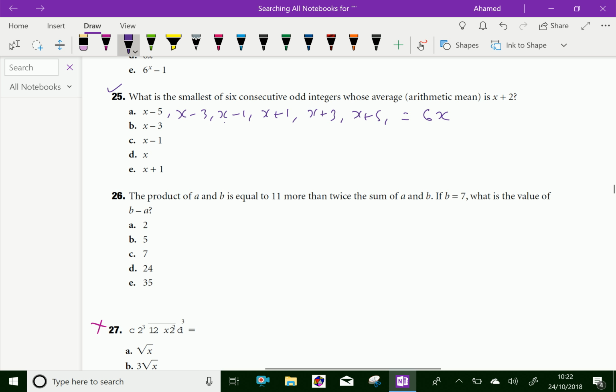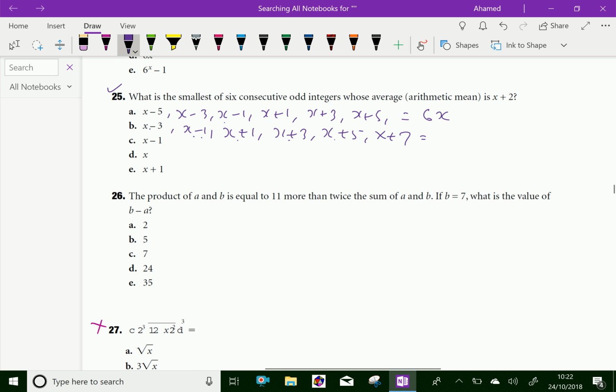Second, here x minus 3, x minus 1 and x plus 1, x plus 3, adding 2 everywhere, x plus 5. Here 1, 2, 3, 4, 5, next is x plus 7. Add minus 1 plus 1 is 0, 3 plus 5 is 8, 8 plus 7 is 15. So it is not giving the average of x plus 2.